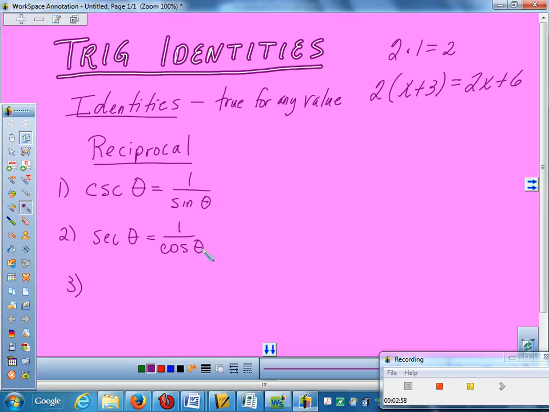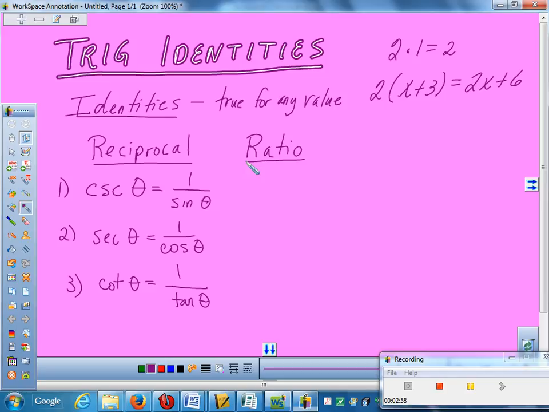And cotangent is 1 over tangent then. Or tangent's 1 over cotangent. It works either way. Okay, so those 3 are the reciprocals. I am numbering them because when I'm teaching them, it's easier for me to say, look at number 5 or look at number 2 or whatever. You don't have to know them by number.